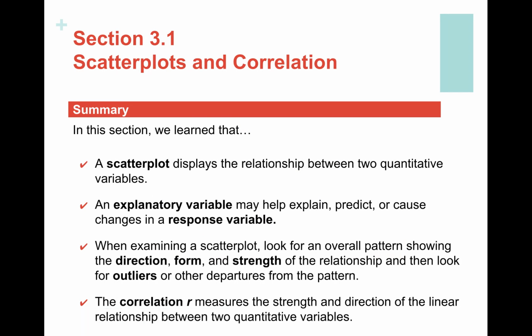All right, so in summary, a scatter plot displays a relationship between two quantitative variables. The explanatory variable may help explain, predict, or cause, if it's a randomized experiment, changes in a response variable. When examining a scatter plot, look for direction, form, strength, and outliers. When you're talking about outliers, also look for clusters. And finally, the correlation coefficient R measures the strength and direction of only the linear relationship between those two quantitative variables. That's it for now. Enjoy your homework, and next we'll talk about 3.2.